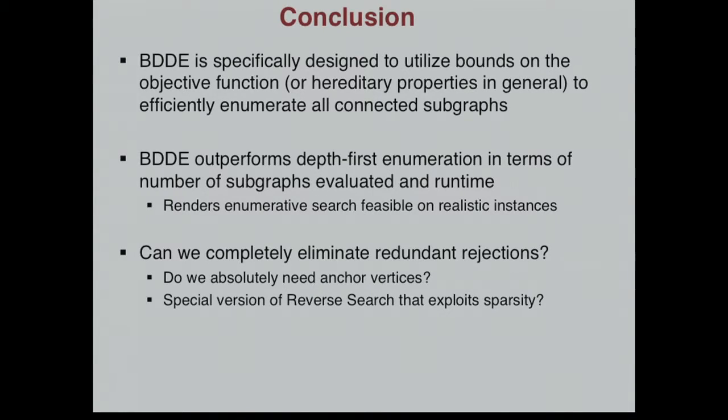So the conclusion is, we have an algorithm to enumerate all connected subgraphs specifically that satisfy a hereditary property that's quantifiable. It outperforms depth-first enumeration. For example, in this context of graph mining, depth-first enumeration is still the state of the art, so you can use this instead. But one question remains open, and I don't know the answer to this question. Can you really completely eliminate redundant rejections? Because we changed the problem's definition a little to be able to eliminate redundant rejections.